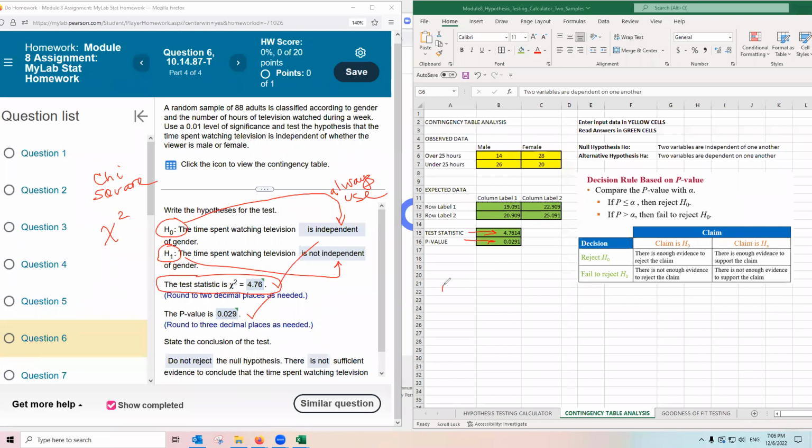So let's do our comparison. The p-value is 0.029. I got that from the green box. This problem said use alpha of 0.01. When they say level of significance, that's the same as alpha. All right, but 0.029 is a number greater than 0.01. Well, here's the rule. If the p-value is greater than alpha, your decision should be fail to reject. So we're going to say do not reject the null hypothesis. And when you say fail to reject, your conclusion is there's not enough evidence. So there's not sufficient evidence.